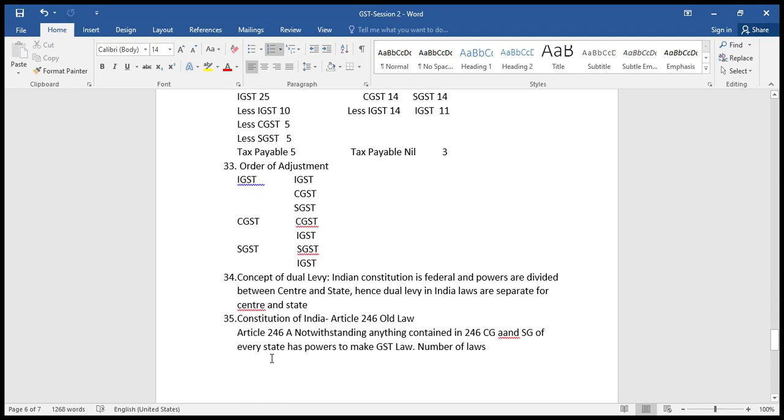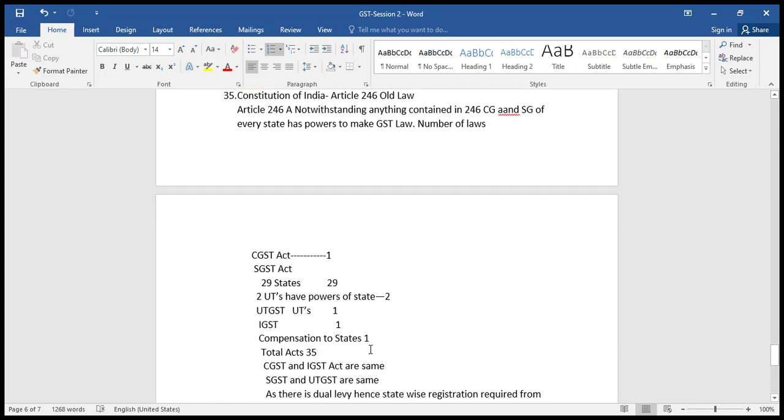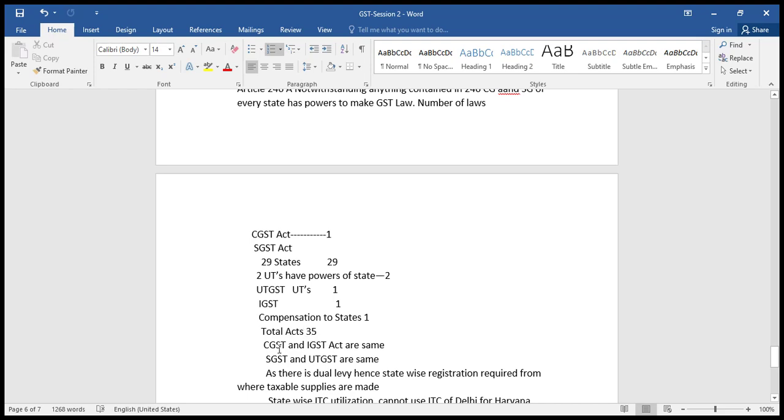Constitution of India, Article 246, whole law. Article 246A, notwithstanding anything contained in 246, central government and state government of every state has powers to make GST law. Number of laws: CGST Act 1, SGST Act 29 states, 2 union territories which have power of states, UTGST 1, IGST 1, Compensation to States Act 1, total Acts 35. CGST and IGST are same, SGST and UTGST are same.